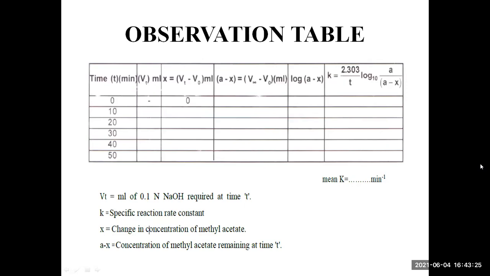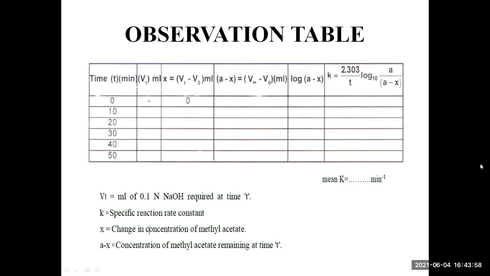In the observation table, in the first column you have to mention time, that is t in minutes, from 0 to 50. In the second column, mention Vt in ml. In the third column, calculate x by the formula Vt minus V0 in ml. In the next column, A minus x is equal to V infinity minus V0 in ml.